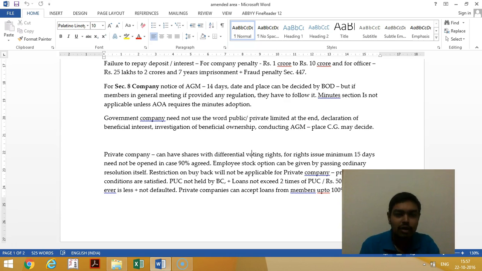Then the government company, what is the amendment made? Now the government company, like a Section 8 company, need not use the words private limited or public limited at the end of the name. Previously only Section 8 companies had this exemption; now they have extended it, so the government company will also not be using the words private limited or public limited at the end.